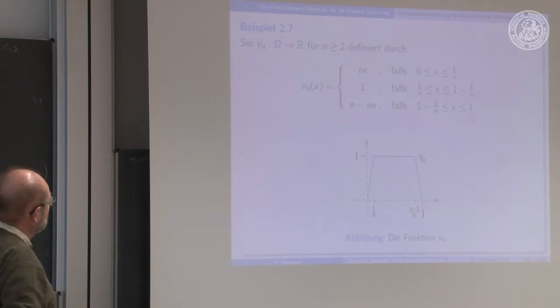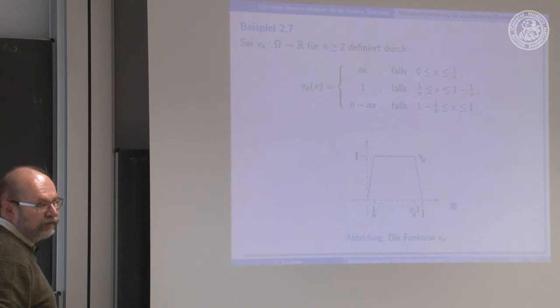Let's look at this sequence of functions. It's just a constant 1. And a small interval of length 1 over n here, I just connect this 1 in a piecewise linear fashion with 0 to fulfill my boundary conditions, to stay within my space. So this is a typical function in my space. Here the derivative is piecewise existing and continuous, but it's not a C1 function, obviously.